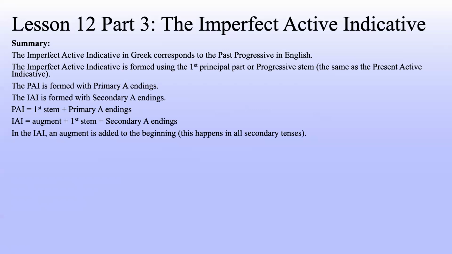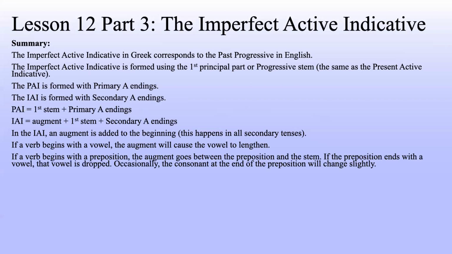In the imperfect active indicative, an augment is added to the beginning. This happens in all secondary tenses. If a verb begins with a vowel, the augment will cause the vowel to lengthen. If a verb begins with a preposition, the augment goes between the preposition and the stem. If the preposition ends with a vowel, that vowel is dropped. Occasionally, the consonant at the end of the preposition will change slightly.